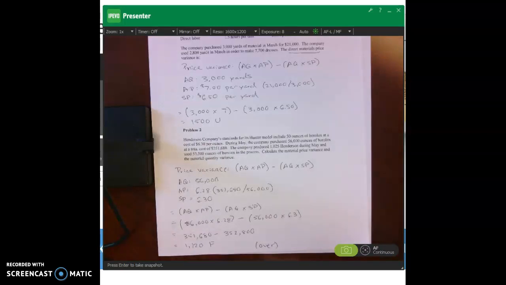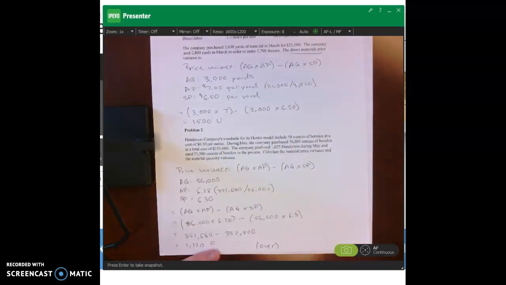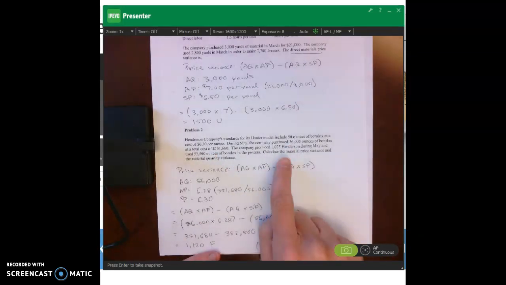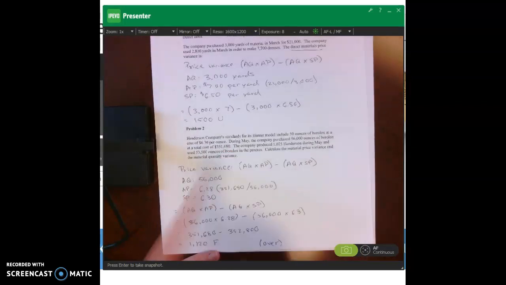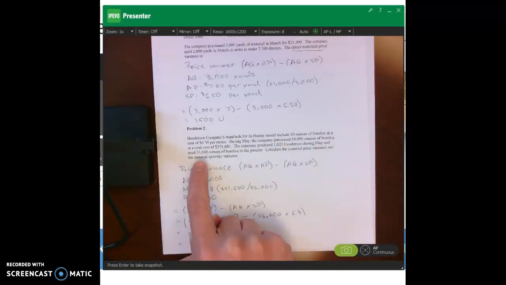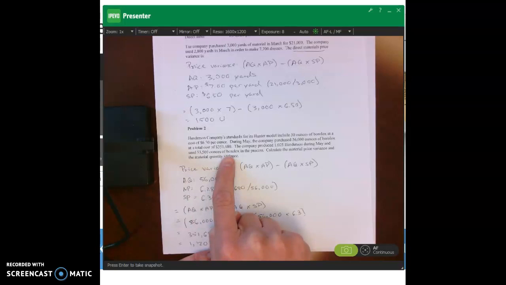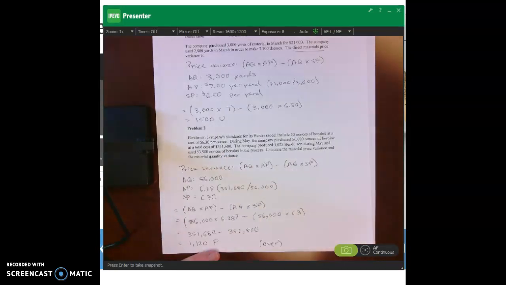Our Henderson Company, standard 50 ounces of borax at a cost of $6.30 per ounce during May. The company purchased 56,000 ounces at a total cost of this. The company produced 1,025 units during May and used 53,500 ounces in the process. Calculate the materials price variance and the materials quantity variance.